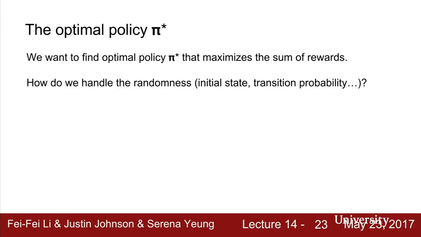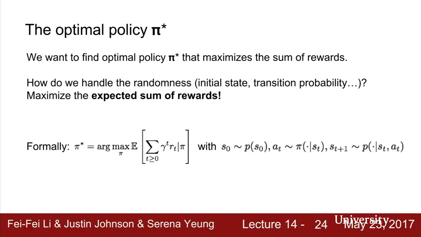Okay, so now given this description of our MDP, what we want to do is find our optimal policy pi star, right? Our policy that's maximizing the sum of the rewards. And so this optimal policy is going to tell us, given any state that we're in, what is the action that we should take in order to maximize the sum of the rewards that we'll get. And so one question is, how do we handle the randomness in the MDP, right? We have randomness in terms of our initial state that we're sampling, in terms of this transition probability distribution that will give us a distribution over next states, and so on.